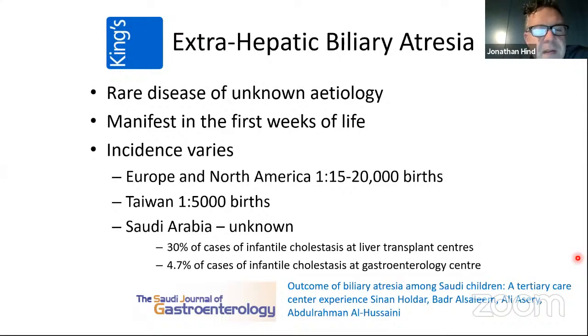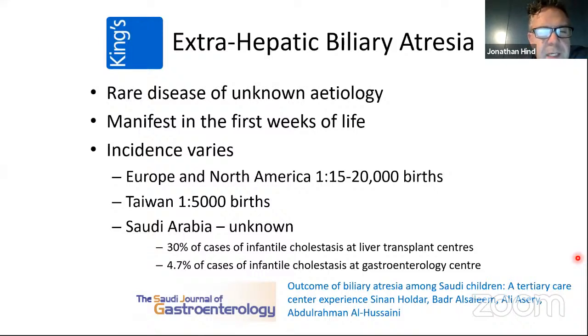The incidence varies around the world. In Europe and North America, it's between 1 in 15 to 20,000 live births. But in Taiwan and other parts of Asia, it's as much as 1 in 5,000 births, very common in Taiwan and Japan and the Pacific Islands.